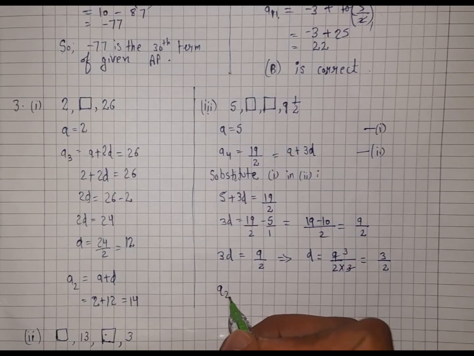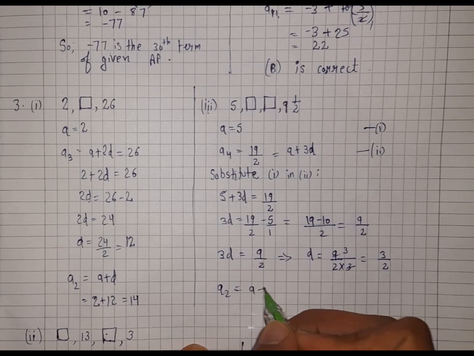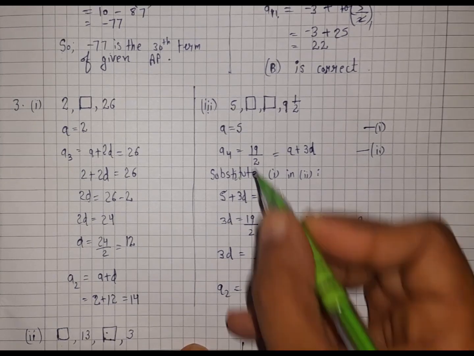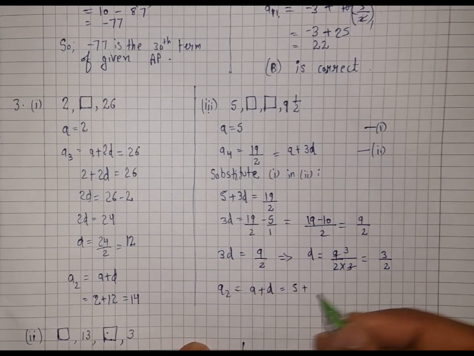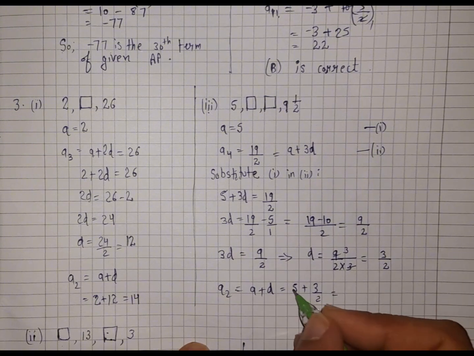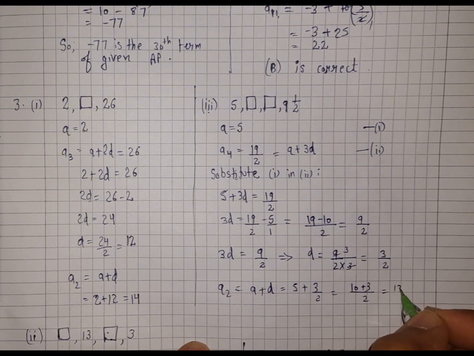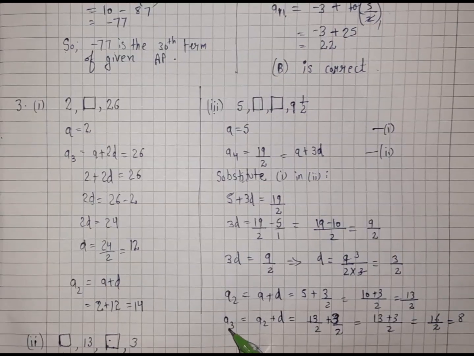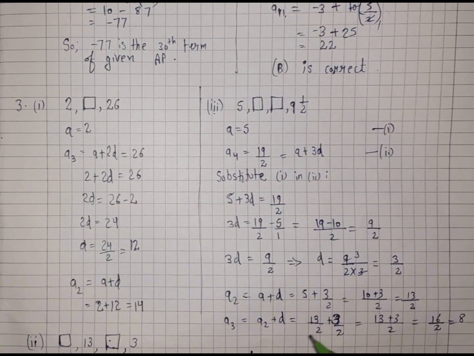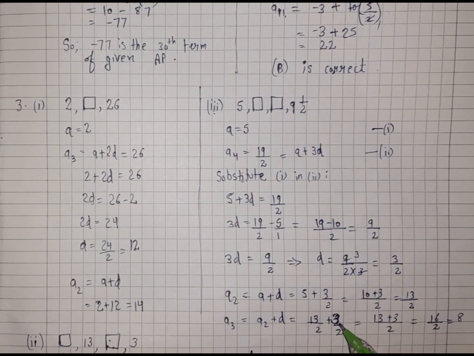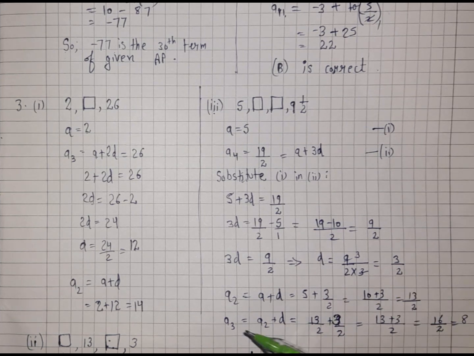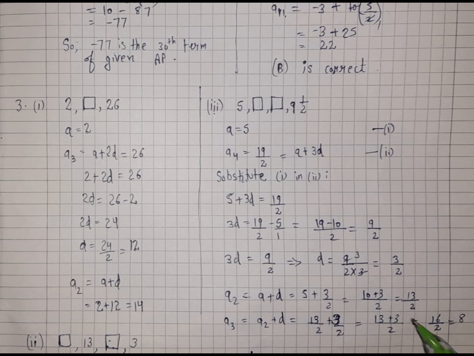Now A2 equals A plus D implies A is 5 and D is 3 upon 2. After taking LCM, we have 10 plus 3 upon 2, that is 13 upon 2. Now third term equals second term plus difference. Second term is 13 upon 2 and difference is 3 upon 2. After adding these two we will get 8. So third term is 8 and second term is 13 upon 2.